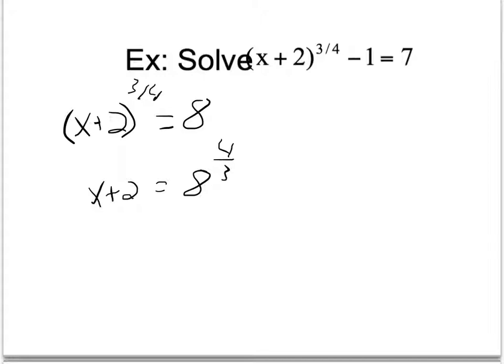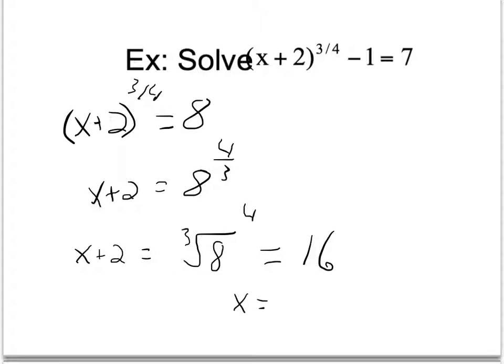Again, when I multiplied by the reciprocal power on the other side, that got rid of both powers. So now again, there's different ways to do this. You can use a calculator, or if you just simply put it into this form where you have the cube root of 8 to the 4th, then the cube root of 8 is 2, and 2 to the 4th is 2 times 2 is 4, times 2 is 8, times 2 is 16. Okay, so you're going to have x plus 2 equals 16, and then subtract the 2, so you'll have x equals 14. Okay, and that's how you do that.